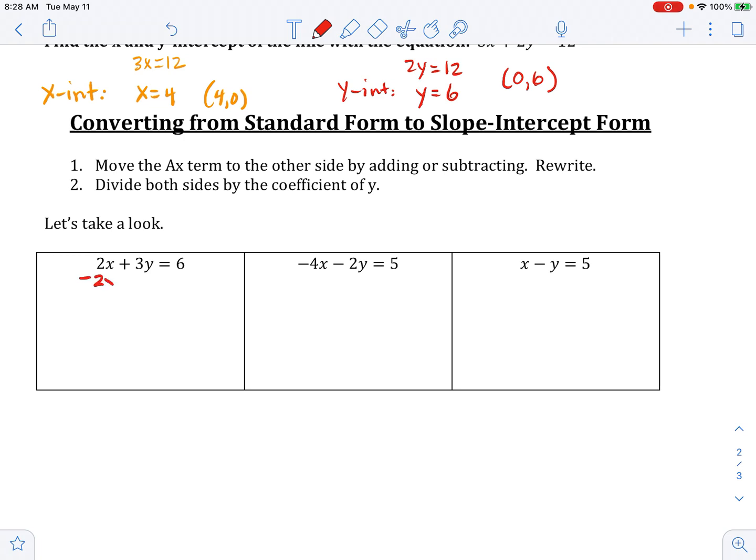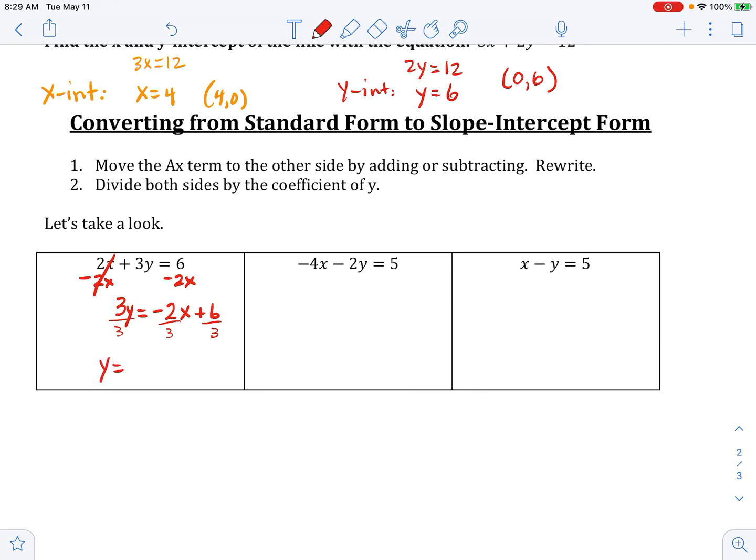So for step number 1, we're going to subtract the x term from both sides. So we get 3y equals, now this is where you need to write it in mx plus b form. So we do need to make that x term first, okay? So we get negative 2x plus 6. And then step number 2, we need to divide both sides, or every single term, by the coefficient of y.